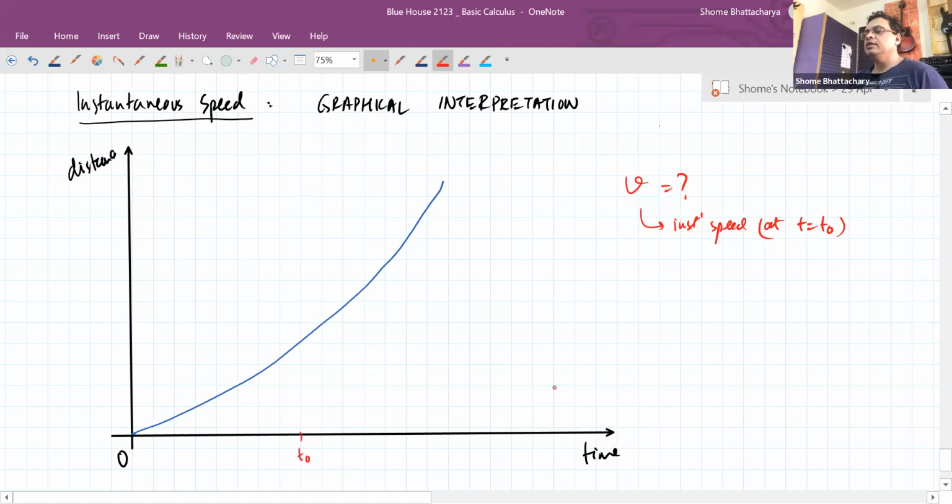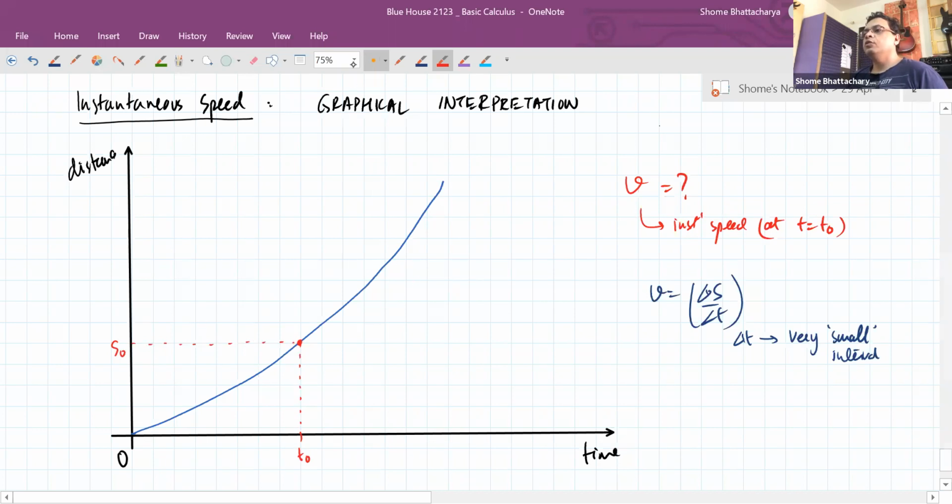So now what do we mean by that? In terms of graphical interpretation, instantaneous speed will be equal to delta s by delta t, but with a special condition that delta t should be a very small interval of time. The smaller the better. Okay, so let's see how we'll interpret that in terms of the graph. So let's say this is the time t naught. So this is the point on the graph that represents a certain distance s naught, which it has covered from 0 to t naught.